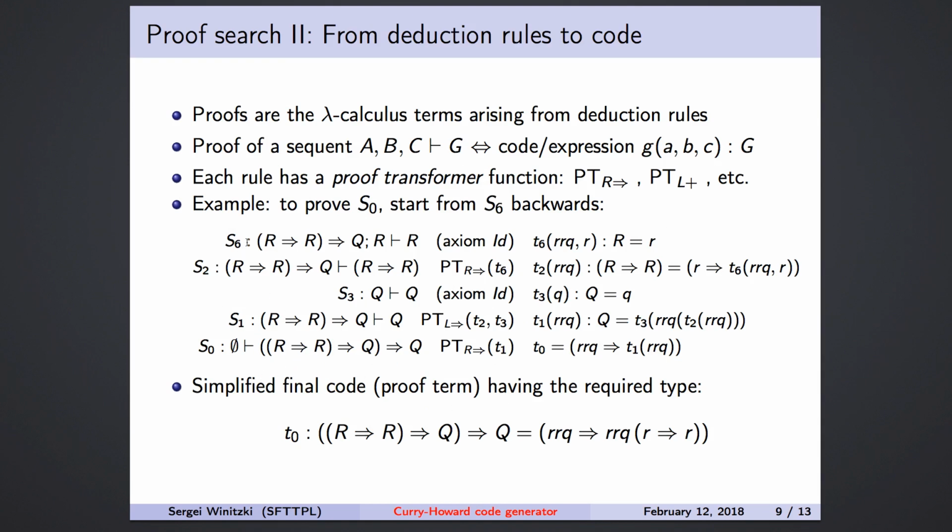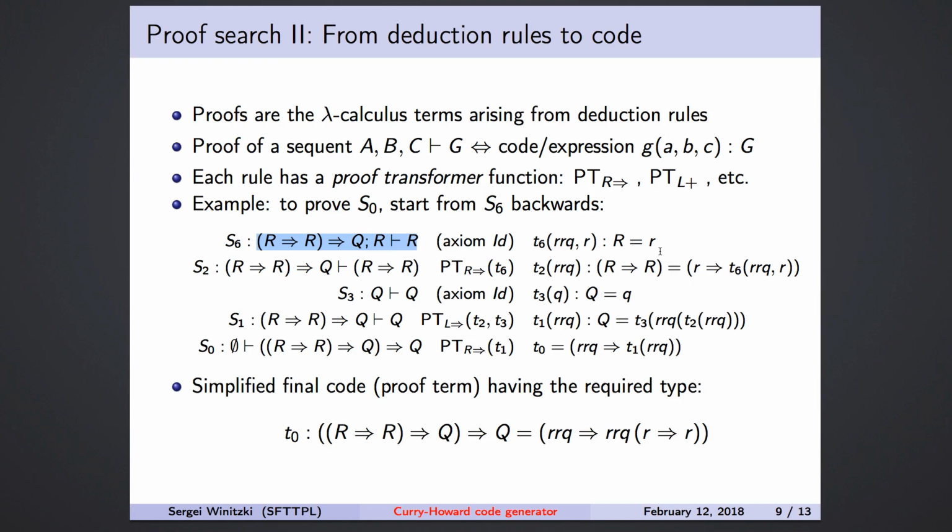The sequence: we need to start from the end in order to make the term, because you need to start from the last thing you proved. So the last sequence that we had in our proof was this. The proof of this sequence is the axiom identity, which takes R and returns R and ignores all other arguments. So this is a function which I call T6, which takes arguments RRQ, which is this type R to R to Q, and R. And it ignores this first thing and just returns R. So this function T6 is the proof of this sequence.